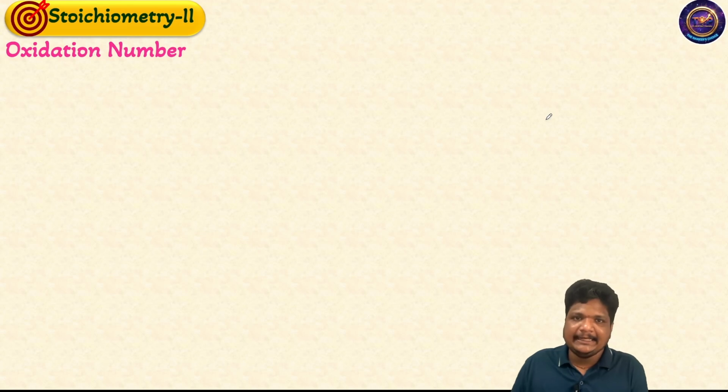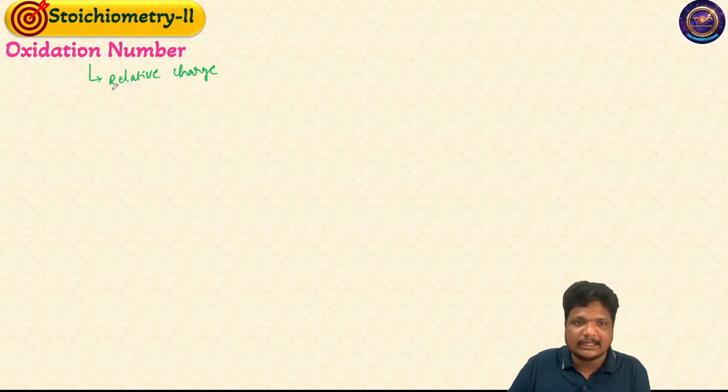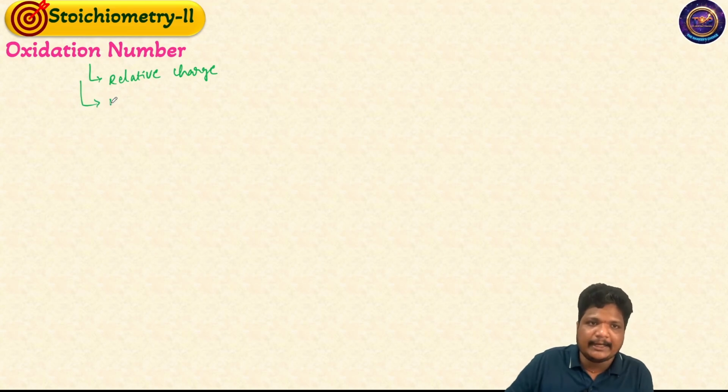Simply, it is an imaginary or real number of charge. It is a real or imaginary charge present on an atom which is in the bonded state. So it is actually observed in the bonded state. It is also a relative charge, so it depends on the bonded atoms.